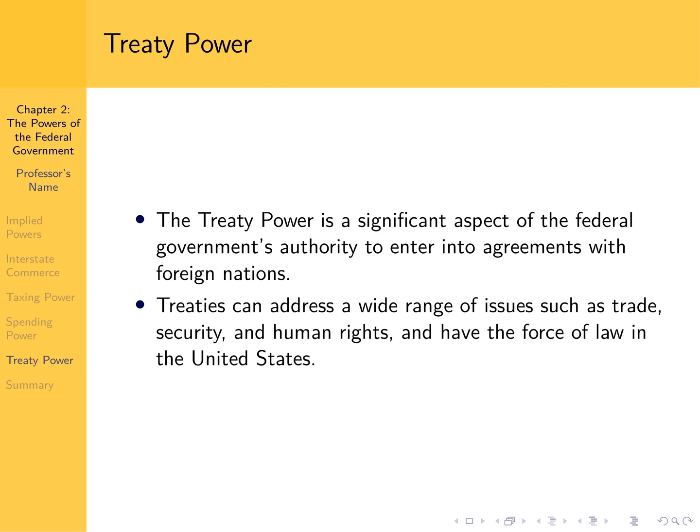For example, NAFTA governs trade relations between the U.S., Canada, and Mexico, impacting their economies. Moreover, treaties can also address global issues such as climate change, nuclear proliferation, and human rights, like the Paris Agreement combating climate change. In essence, the treaty power is a vital aspect of the federal government's authority, influencing international relations and domestic policies significantly.